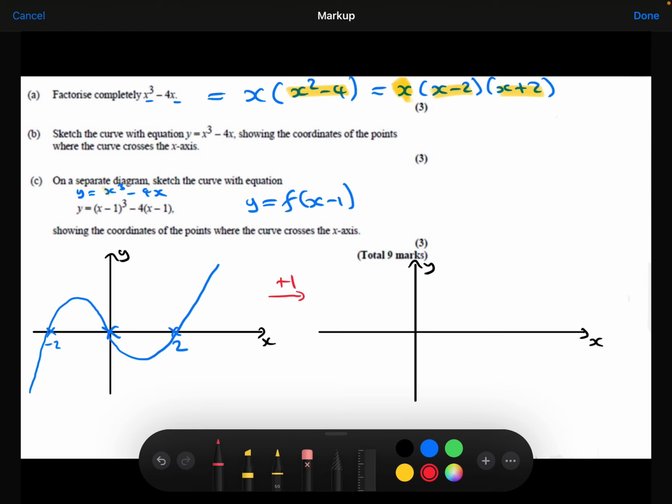So whereas previously it had a root at minus 2, it's now going to have a root at minus 1. Where previously it had a root at 0, it's now going to have a root at 1. And previously the third root was at 2, it's now going to have a root at 3. The y coordinates are unaffected, so it's still going to look like this, just shifted 1 square to the right. There we go.